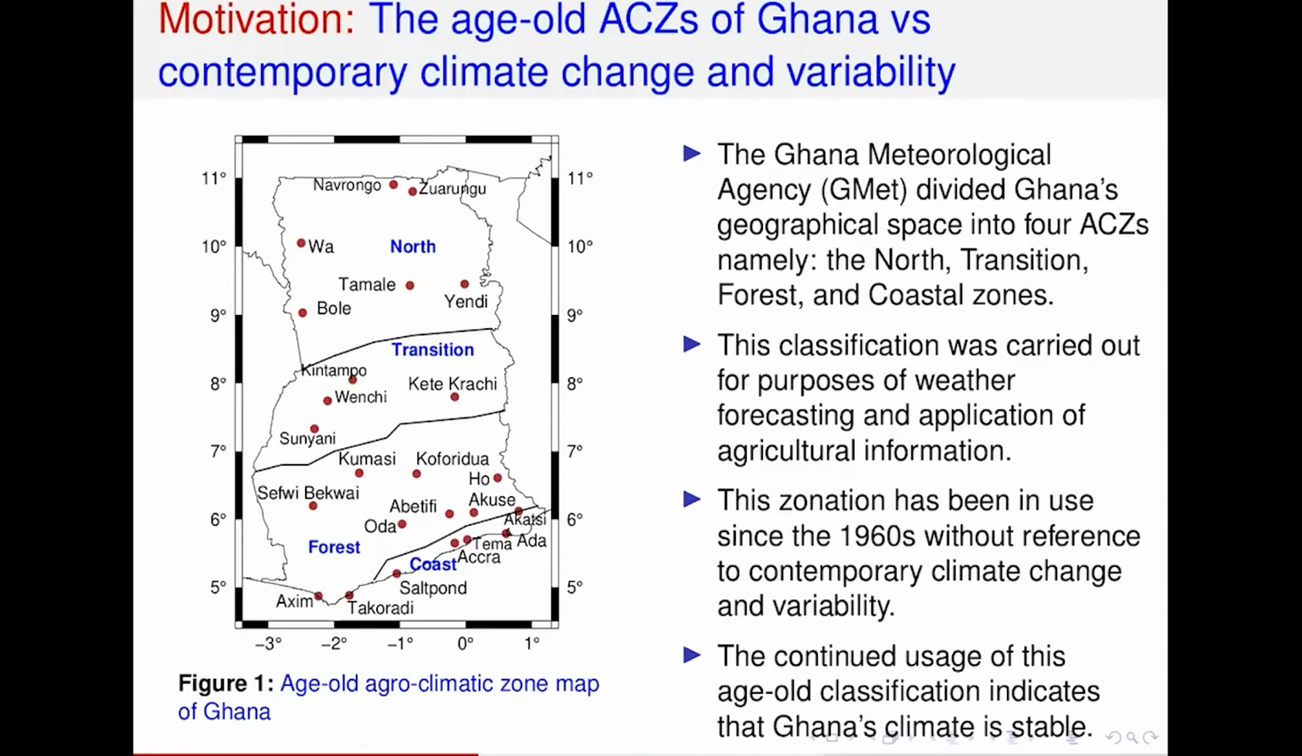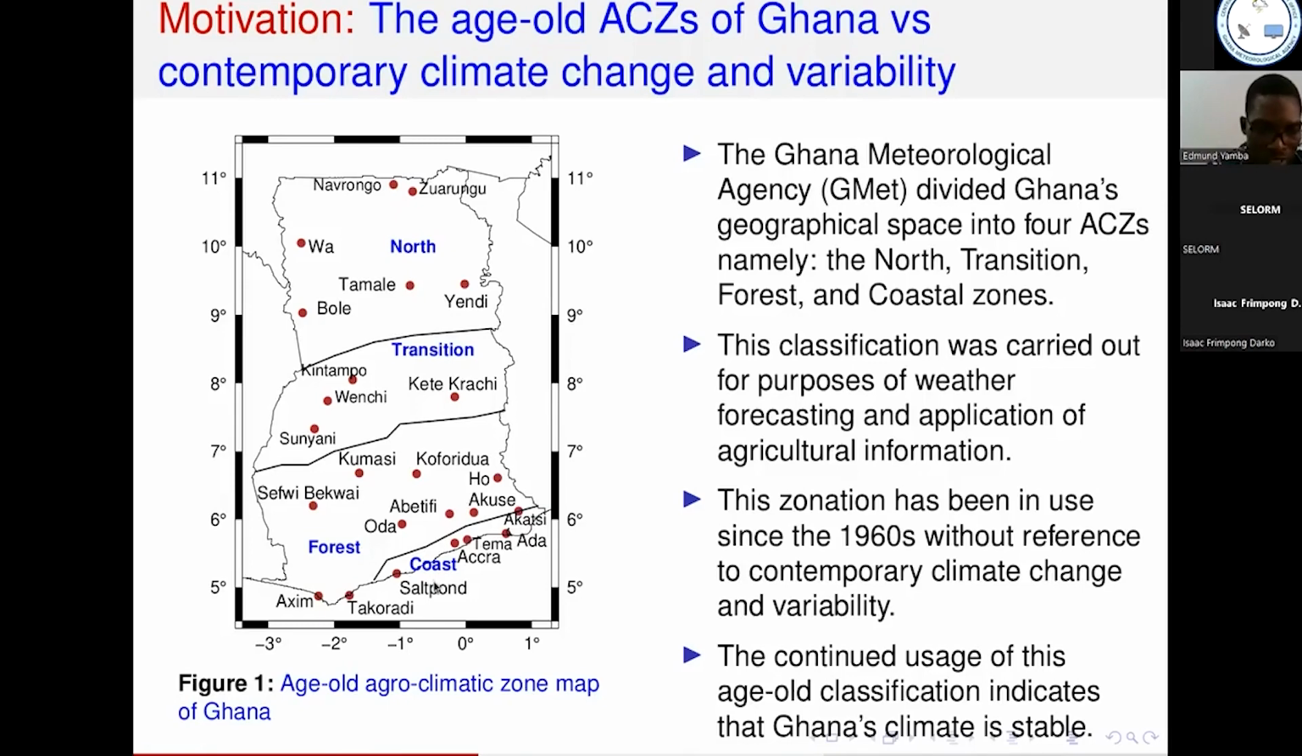If you look at the left side of the presentation, you see the age-old agroclimatic zones that the Ghana Meteorological Agency classified some years back, I think somewhere in the 60s. This map has been in use since then, and to date there hasn't been any change to that classification. You will see that they had the north, the transition, the forest belt, and then the coastal belt.